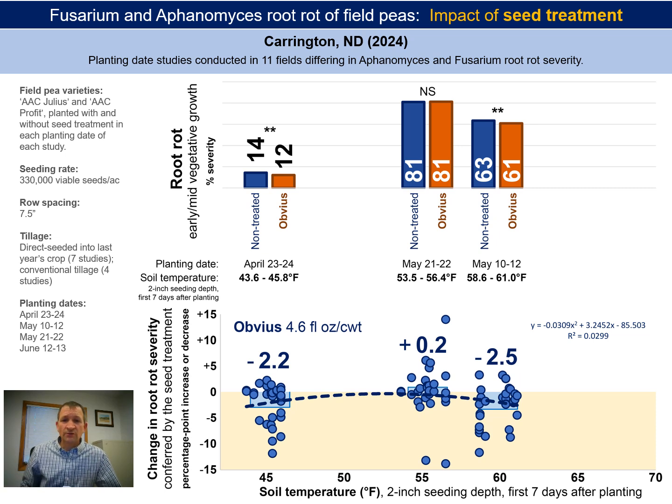So what did we see here? The use of Obvious versus naked seed gave us a modest reduction in root rot severity. And every one of those dots in the scatter plot, again, is the result from one planting date in one study.